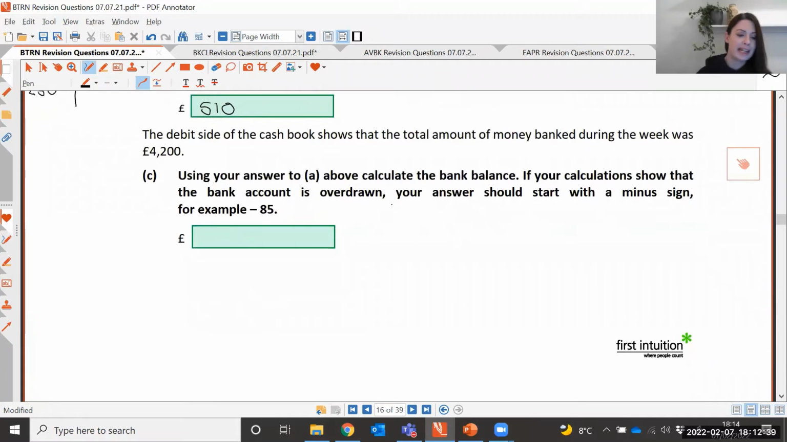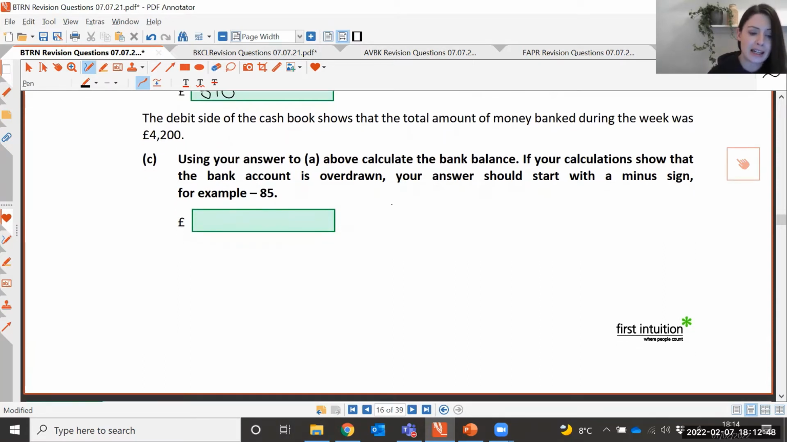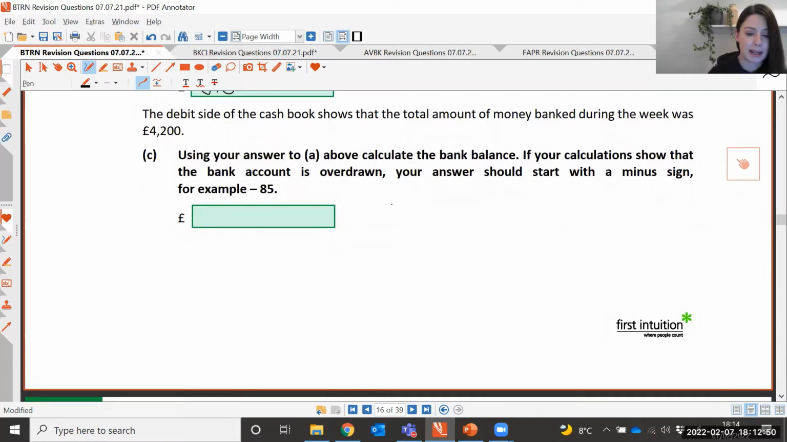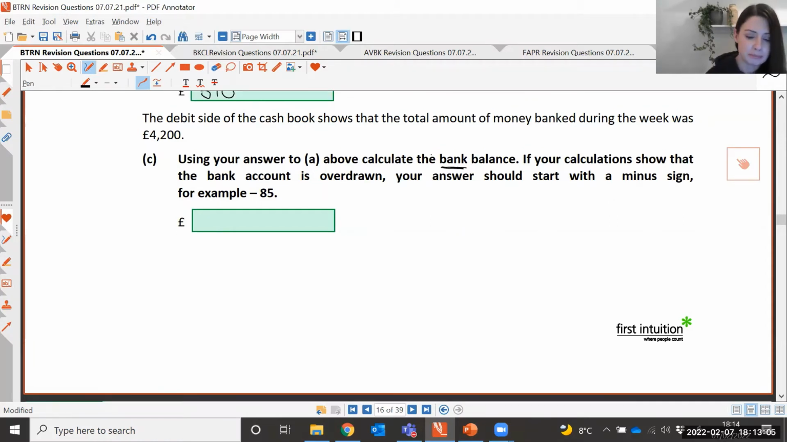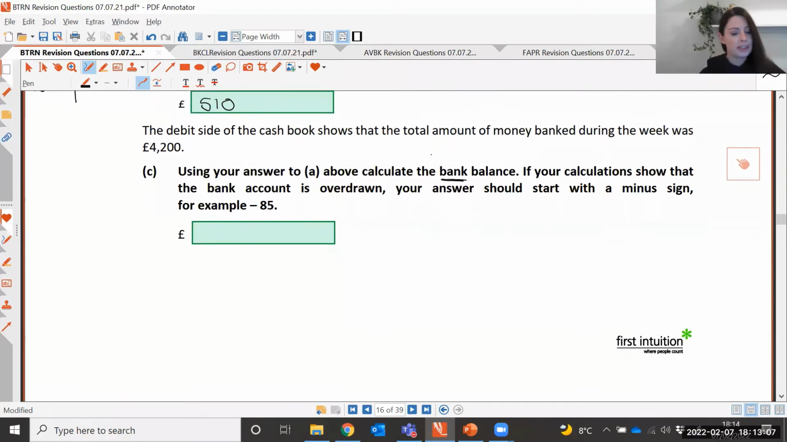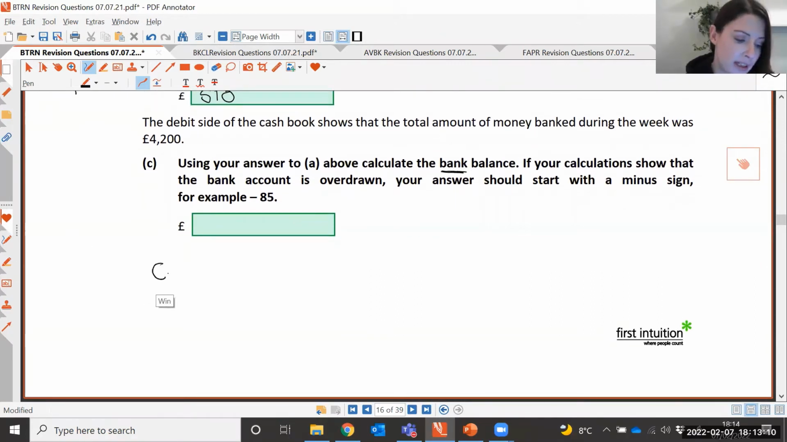Okay, then the debit side of the cash book shows that the total amount of money banked during the week was £4,200. Using your answer to A above, calculate the bank balance. So this time, we want the bank balance rather than the cash balance. If your calculation shows that the bank account is overdrawn, your answer should start with a minus sign. Yeah, good, Fatima. So with this one, again, we'll draw out a little T account.